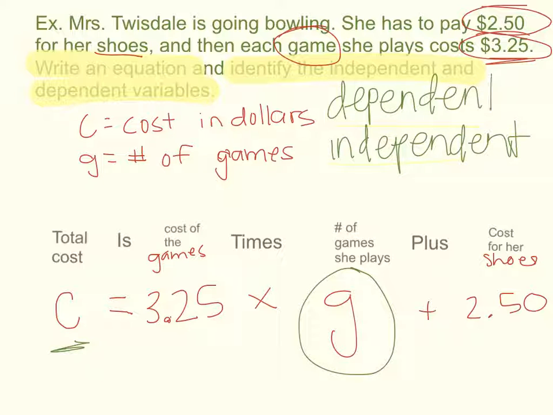Okay. Another way to look at this, the independent variable is usually the one that's inside the equation. So you notice it's inside the equation, while the dependent is usually the one on the outside by itself. Usually, not always, but that's a pretty good hint.